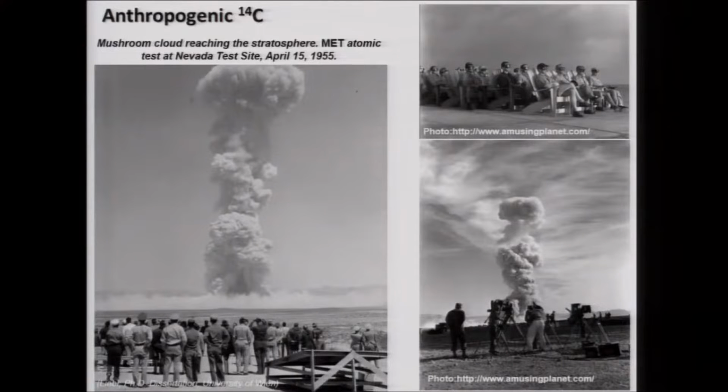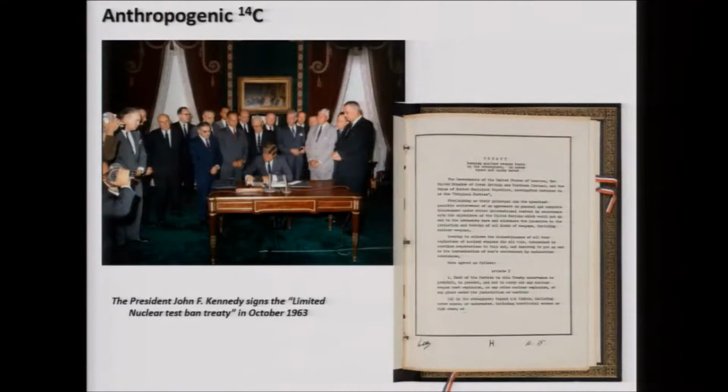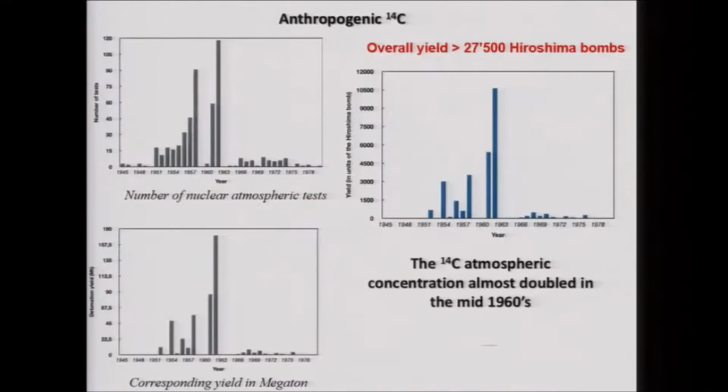In just a few years, 4 or 5 years, we almost doubled the C14 concentration in the atmosphere. Here again is a picture that has already been shown, so I am not going to talk too much about this. I also tried to make a calculation to explain in an easier way what these numbers mean. The total yield of nuclear detonation tests corresponds to more than 27,000 Hiroshima bombs, with explosions by the United States, USSR, France and other countries, essentially between the middle of the 1950s and the middle of the 1960s.